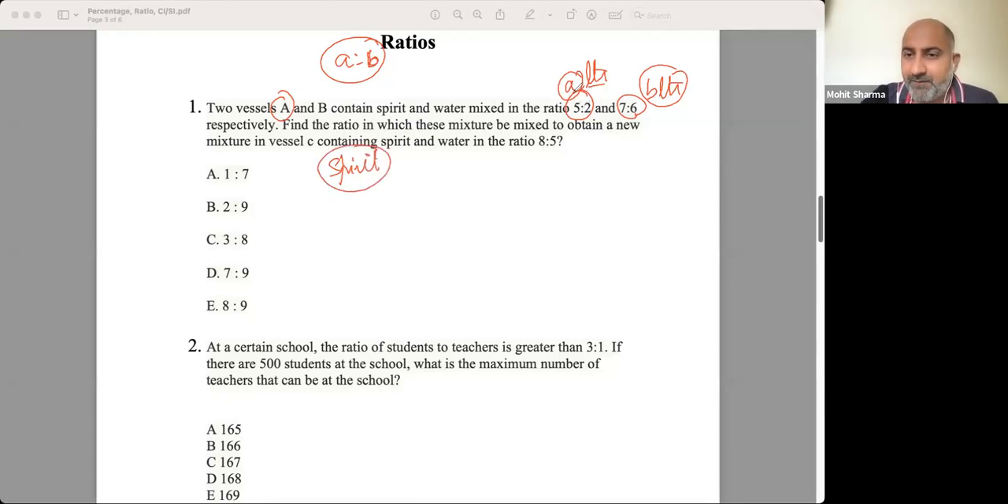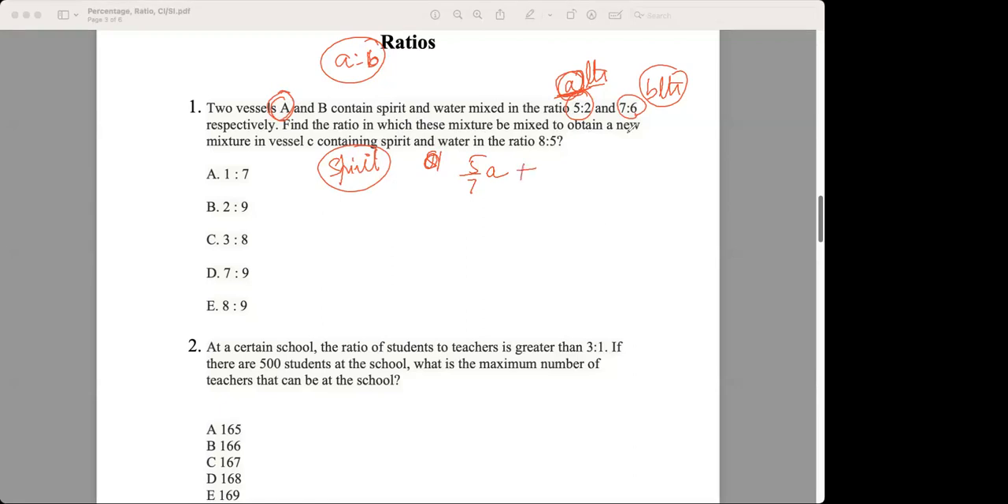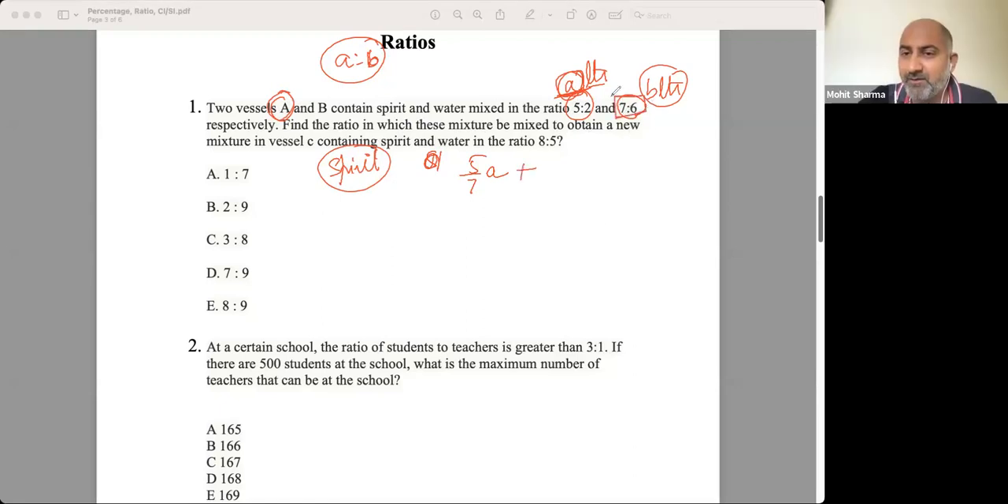Okay. So if total A liter is there in vessel A, what would be spirit in that? 5/7A? Yes, sir. Plus, if there is total B liter in vessel B, the spirit would be 7/13B. Isn't it? Right? There is total B liters in vessel B. So 7/13 would be ratio of spirit to total.